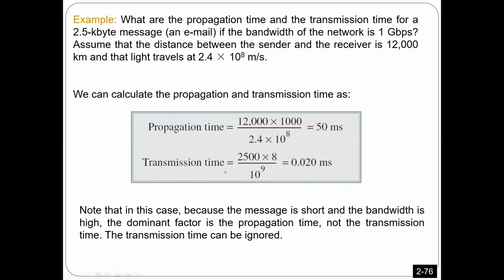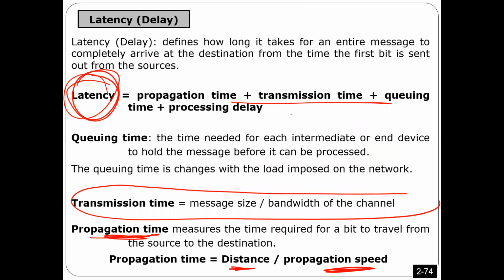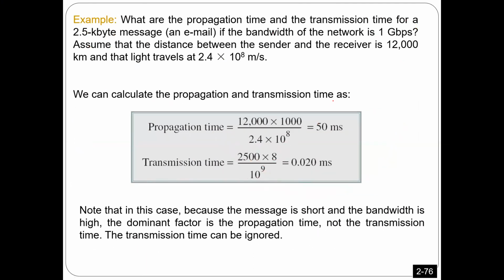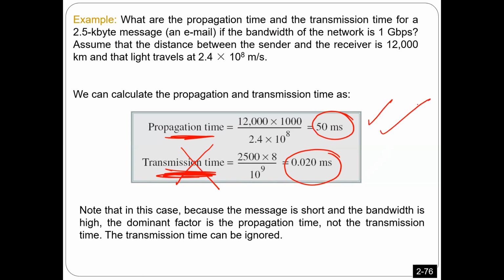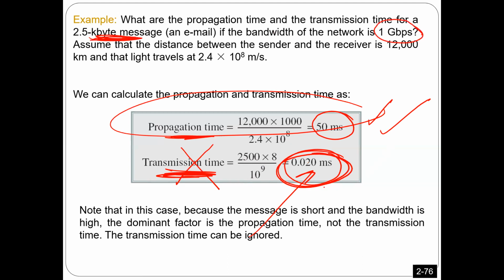I told you the total latency or the total delay is the summation of several things. But sometimes only one thing may be dominant, much bigger than the other, like in this example. I calculated the propagation delay, and it was 50 milliseconds. But when I calculated the transmission time, I found 0.02 milliseconds. So in this case, I can ignore the transmission time and only take the propagation time. When you add everything together, the propagation will be more dominant. The transmission time is too small because I'm transmitting a small message over a very large bandwidth.